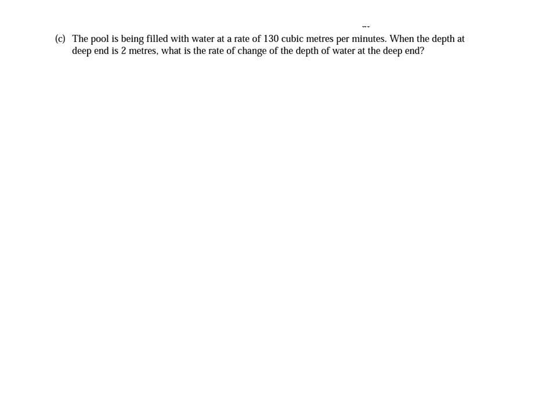So let me write this down. We have shown that dV/dt is 420h dh/dt. What's the use of this relationship? Let's check and see. The pool is being filled with water at 130 cubic, so this will be dV/dt. And then the depth at the deep end is 2 meters. What is then the rate of change of depth of water, which is really h? So we are being asked to find dh/dt. Pretty straightforward.